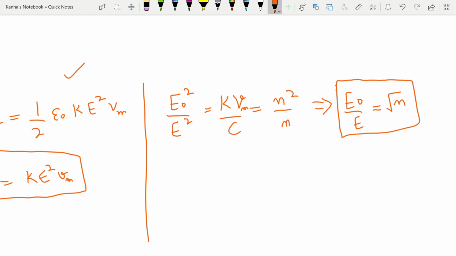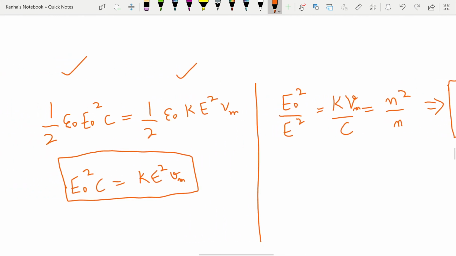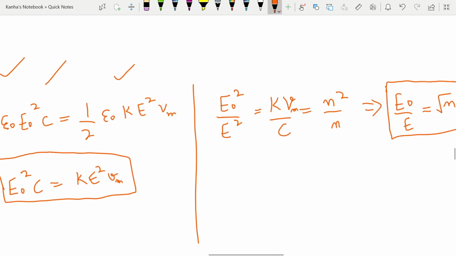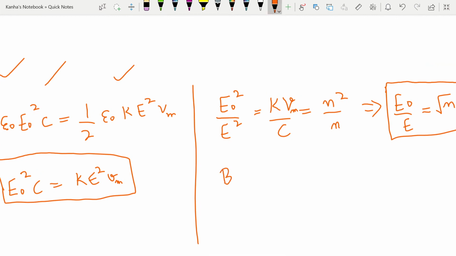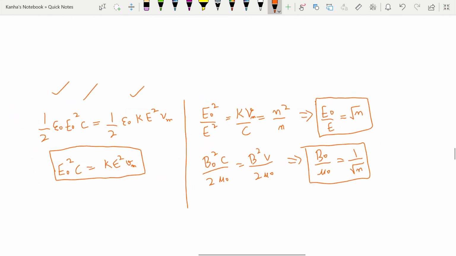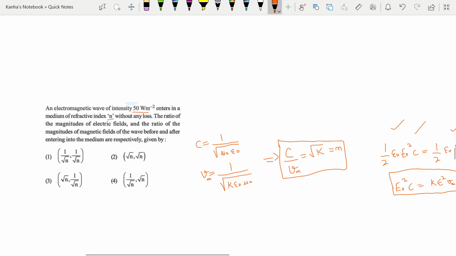Similarly, I can do the same thing in terms of magnetic fields. Instead of this relation, I'll be using the relation B naught square C by 2 mu naught. So from there, I can get a similar relation for magnetic field. B naught square C divided by 2 mu naught is equal to B square V by 2 mu naught. This will give me that B naught by B is equal to 1 by root over n. That is why the answer for this is your option number 3.